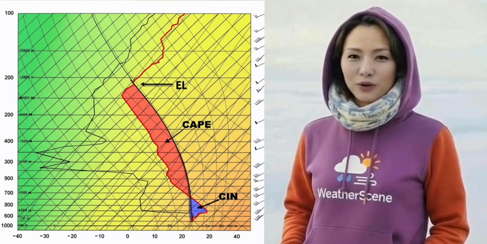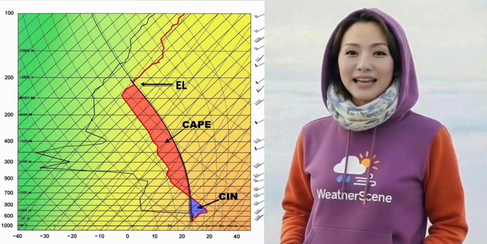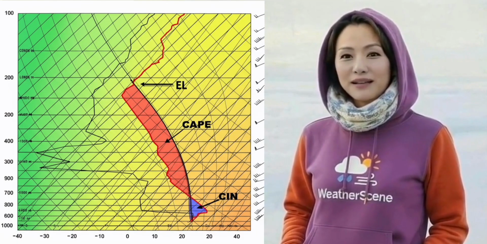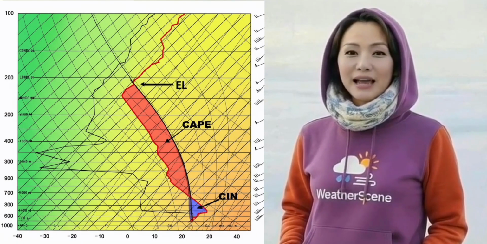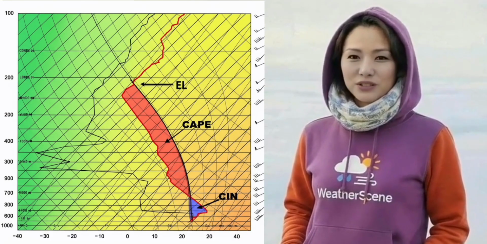to rapid storm growth. The point where the red area ends higher up is marked EL, or the equilibrium level. This is where a rising air parcel becomes the same temperature as the surrounding air, and its upward motion stops.